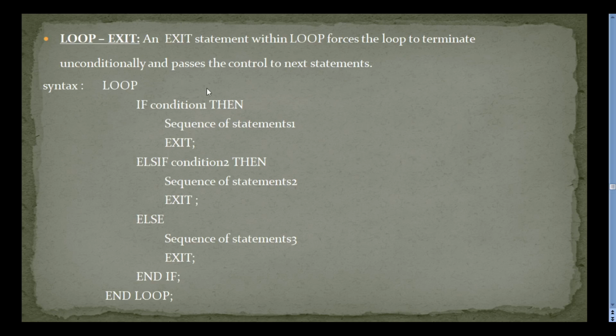Just see this: loop exit. An exit statement within the loop forces the loop to terminate unconditionally and passes the control to the next statement. In the loop, I have to write if condition, then sequence of statements, and exit. If the condition is true, it performs the sequence of statements and terminates unconditionally and passes to the next statement. The exit statement exits the control from this loop. That means the control comes out of this loop when exit is encountered in the loop.